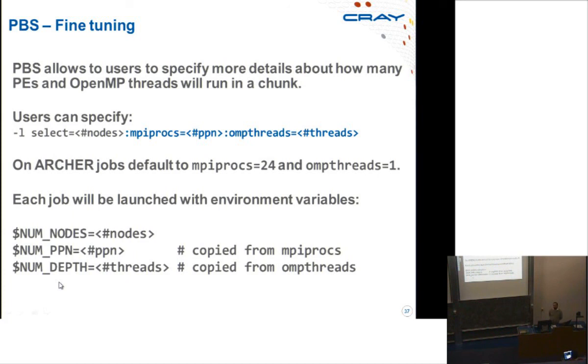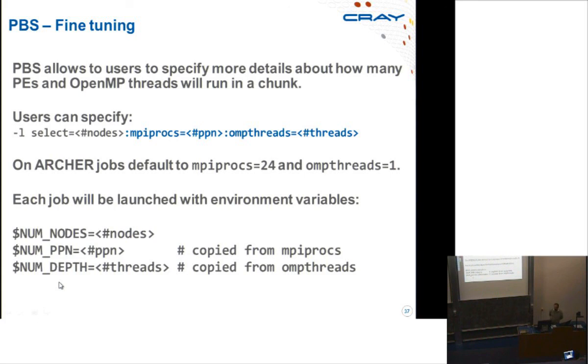Unless you give invalid ones. Then it will reject the job. It won't go. If you have mpiprocs greater than 24, it just sits in the queue. Will it? I did it this morning. I'll have to check that, yes.